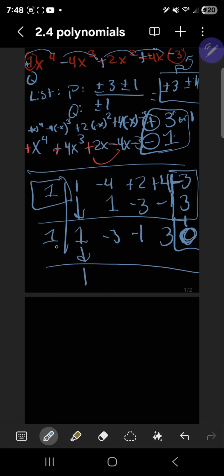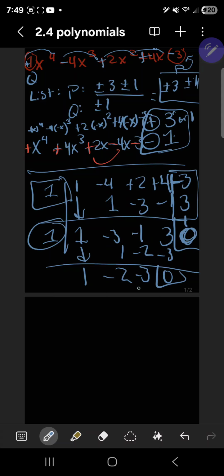Drop the 1 down. 1 times 1 is 1. Negative 3 plus 1 is negative 2. 1 times negative 2 is also negative 2. Add those together. Negative 3. 1 times negative 3 is negative 3. Negative 3 plus 3 is 0. So that's another 0 right there.